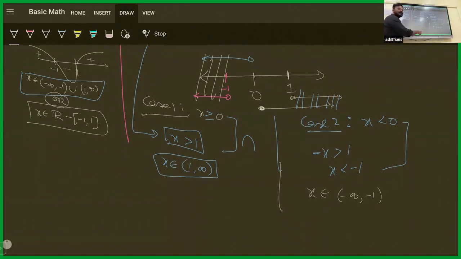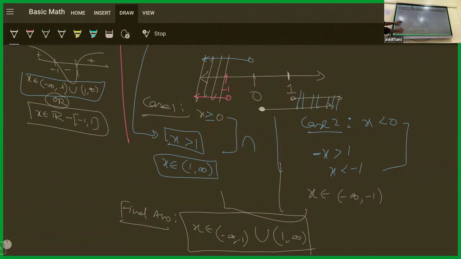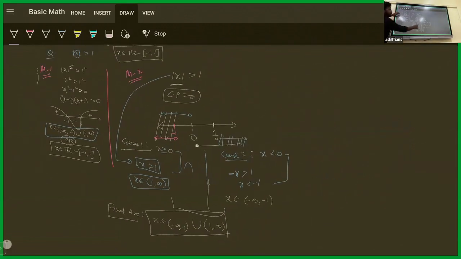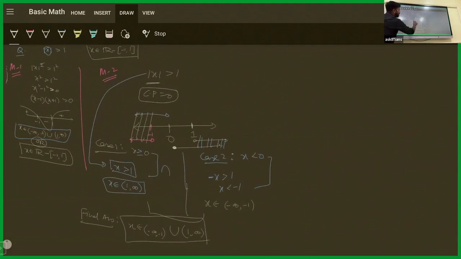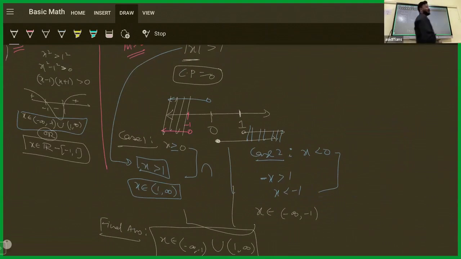And at the end, when we are writing the final answer, just take union of both the cases. So the final answer is x belongs to the first and smaller one, minus infinity to minus 1, union 1 to infinity. This is the basic method. In both the methods, you can see the answer is the same. We'll get the same answer only, but you should understand the difference and the basic method also, how we are going to solve any question using the basic method. Just note it, and if you are having any doubts, tell me.